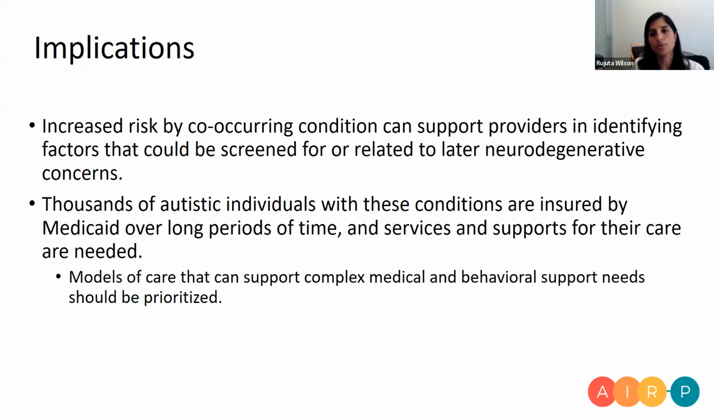That's step 2 of what we're doing, which I didn't fully highlight here for the sake of time. We know that there are thousands of autistic individuals with these conditions insured by Medicaid over long periods of time, and services and supports for their care are needed. So models of care that can support complex medical and behavioral supports for autistic adults really need to be and should be prioritized.